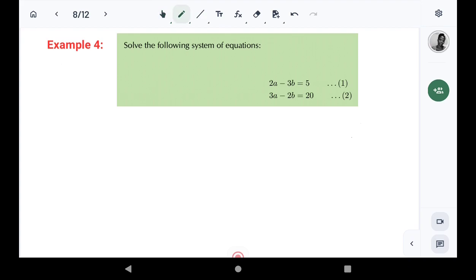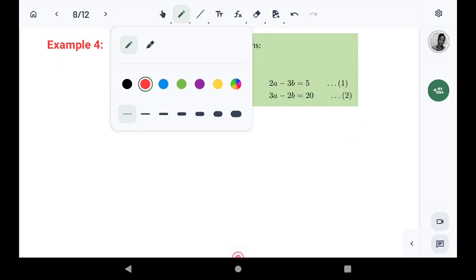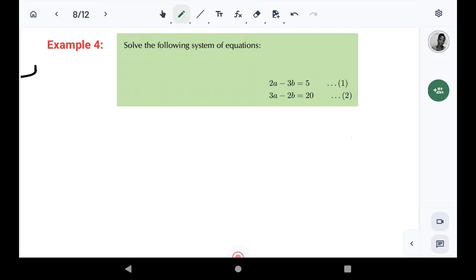So step number 1, you go equation 1 multiplied by 3. That gives us 2a multiplied by 3 minus 3b multiplied by 3 equals 5 multiplied by 3. So 2a multiplied by 3 gives us 6a.